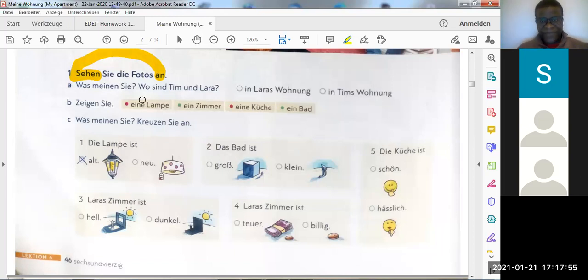Oh, now we are back. I think something was freezing here. Okay, I continue talking. Zeigen Sie. Zeigen means show. Oh, my goodness. Okay, I don't know if we are on or not. Zeigen Sie eine Lampe. Point out or show a lamp. Let me ask on the group. Something is happening here.